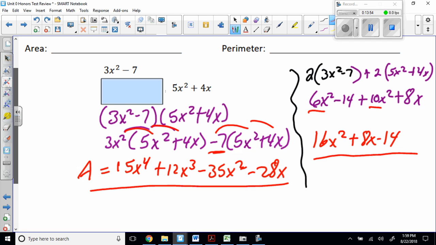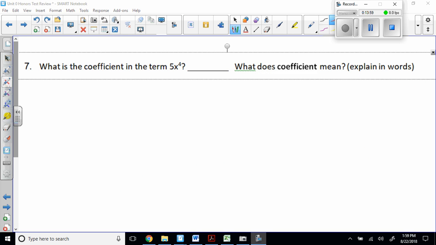Yeah. 2 minutes, go. What's the coefficient in the term 5x to the fourth? Thank you. What does the coefficient mean?